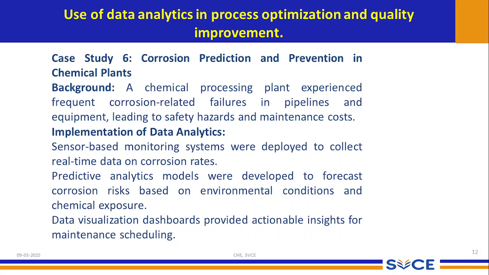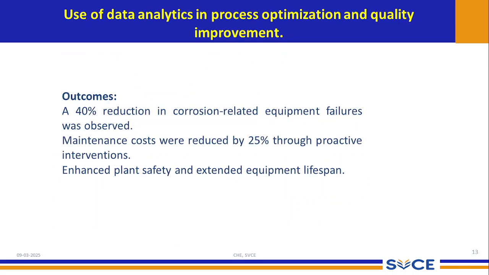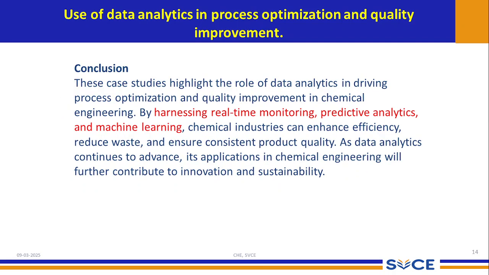Okay, coming to the corrosion and prediction point here: predictive analytics models were developed to forecast the corrosion risk based on environmental conditions and chemical exposure. Data visualization dashboards provided actionable insight for maintenance scheduling. Because of doing so, a 40% reduction was achieved in corrosion-related equipment failures, and maintenance cost was reduced by 25%, with enhanced plant safety and extended equipment lifespan. So that is what we got from this. Now what I would like to conclude regarding the case study.